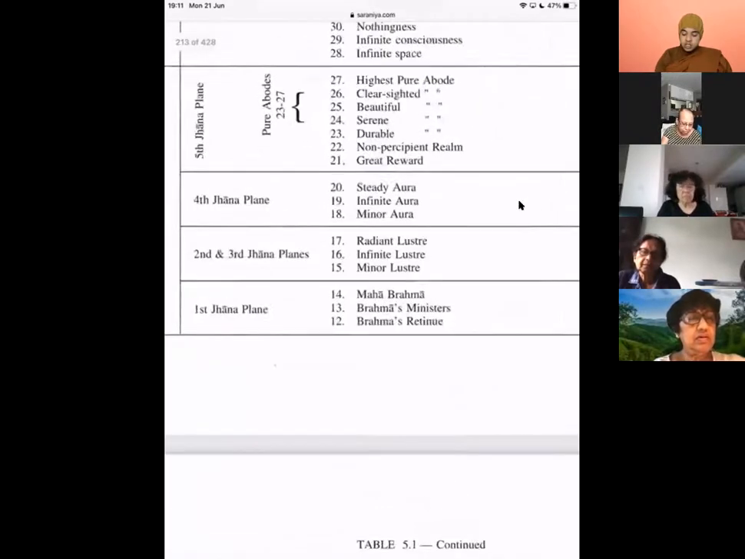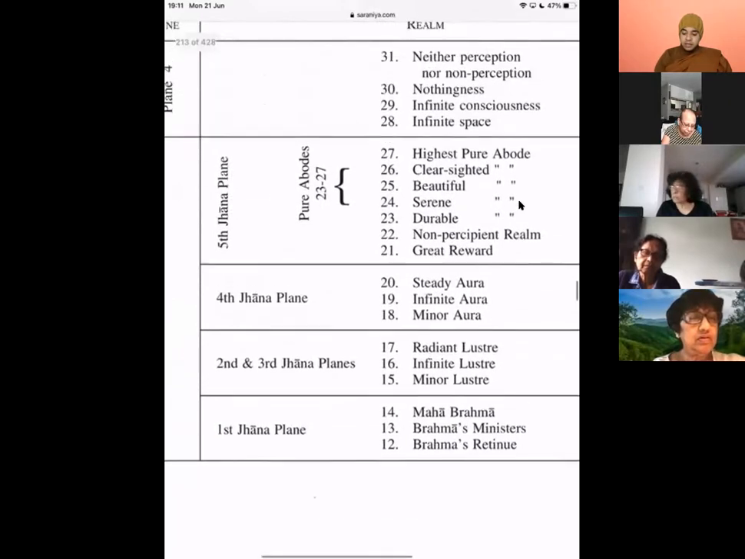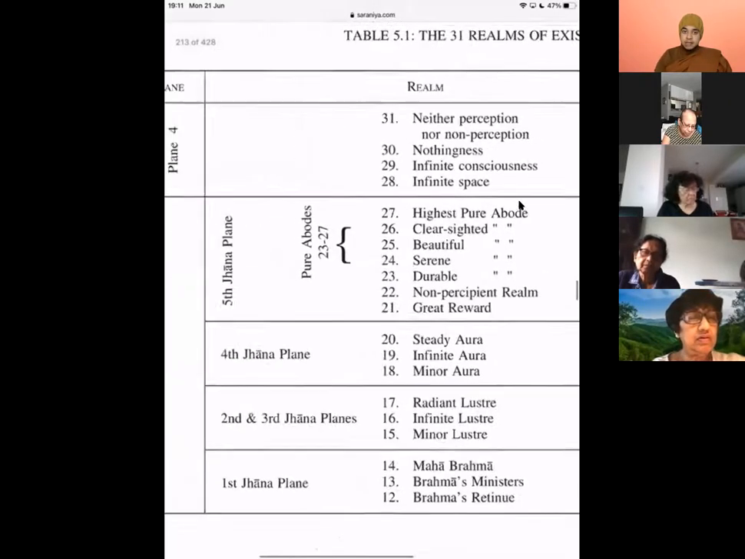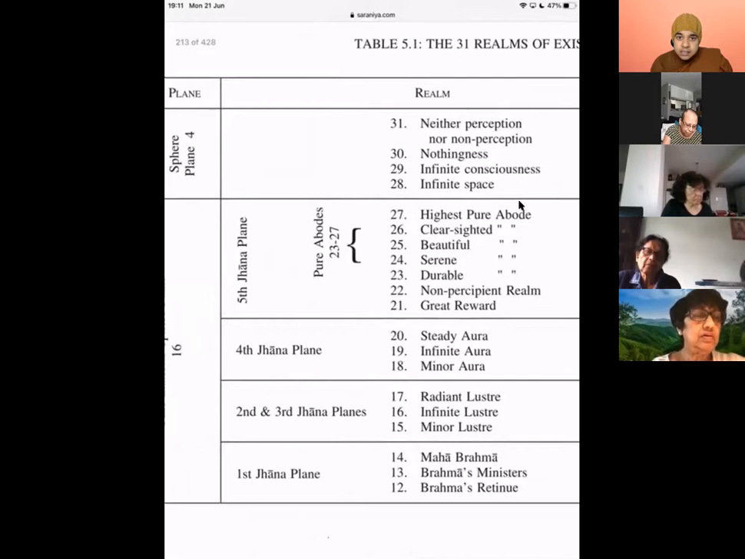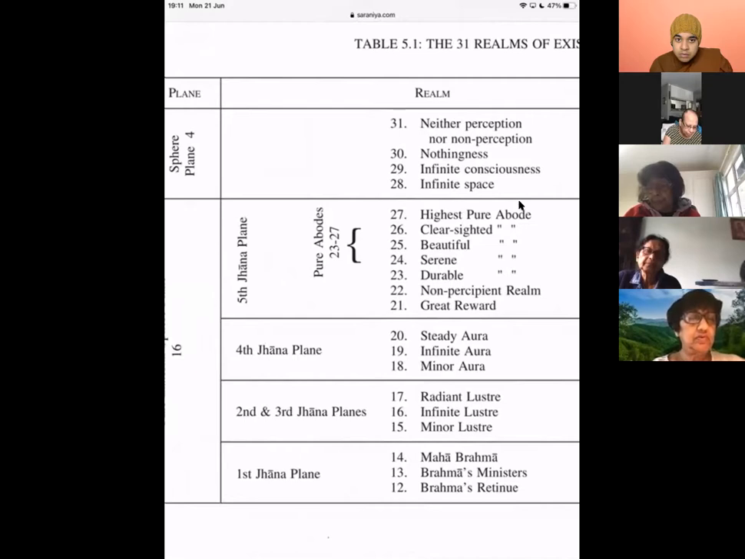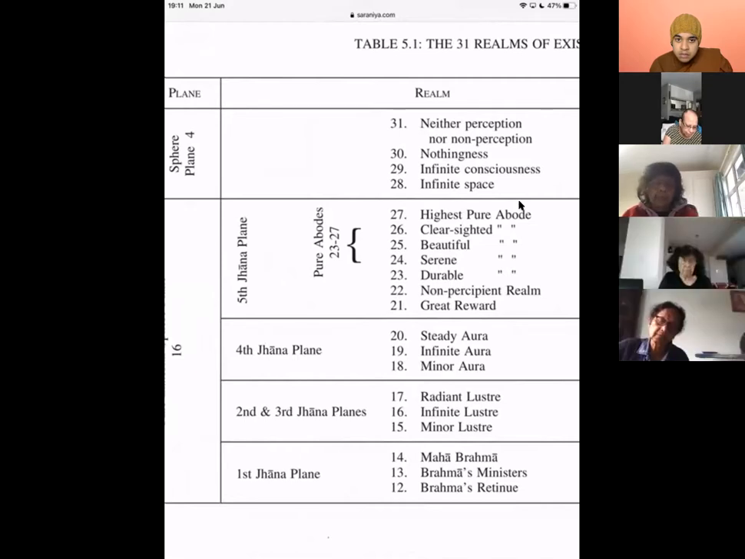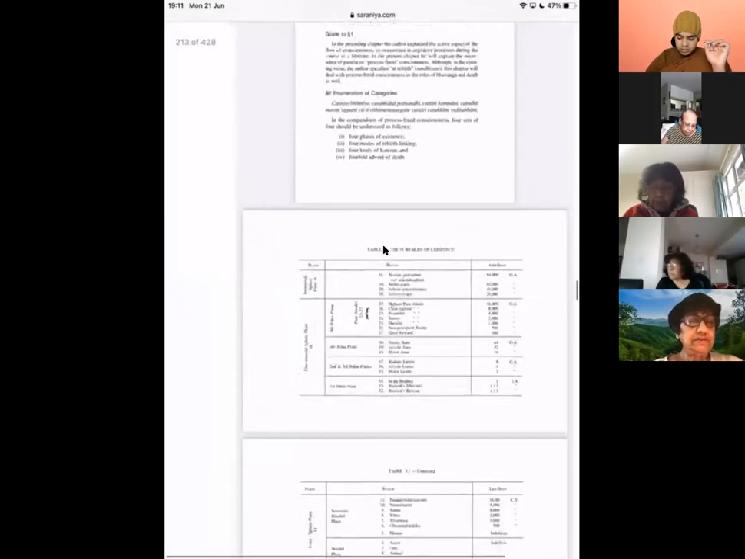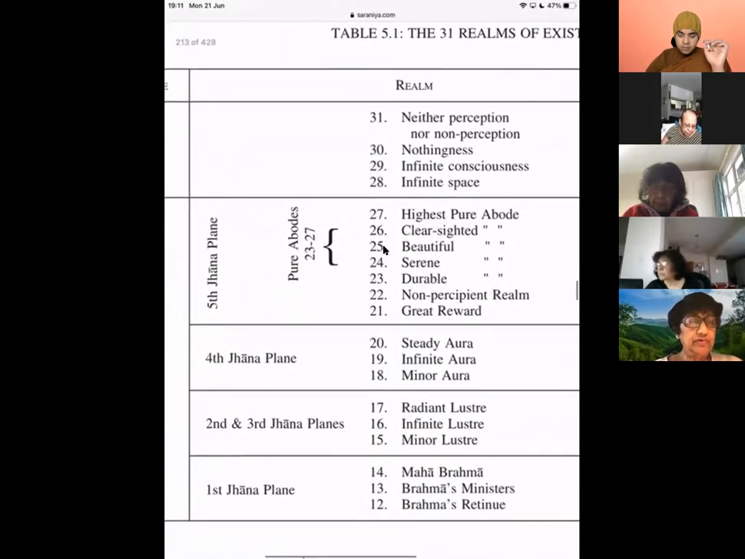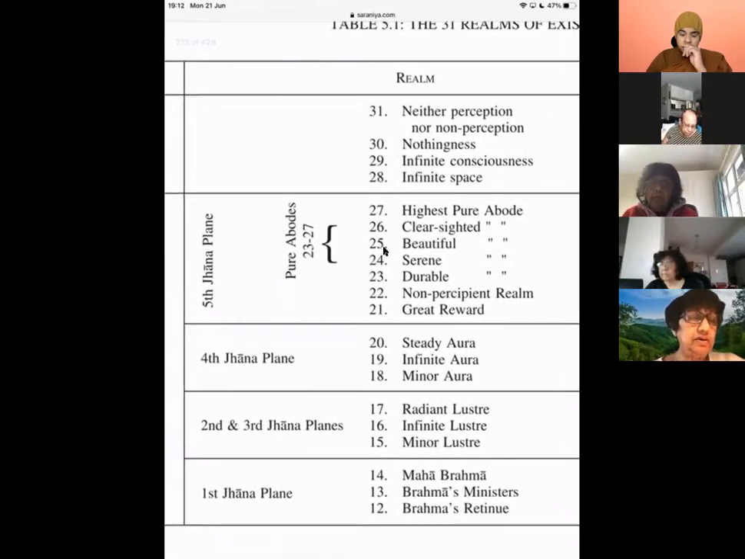The second and third jhanas are together, right? Here, the 26 and 27 in the fifth jhana plane, 26 and 27 together. 23 to 27, 23, 7, 8, 9, 10, 11, 12, 13, 14, 15, 16. Bhante, in page 186, that's 27, that's correct. But when you count them from 12 onwards, there are 16 there. So where have they combined it?